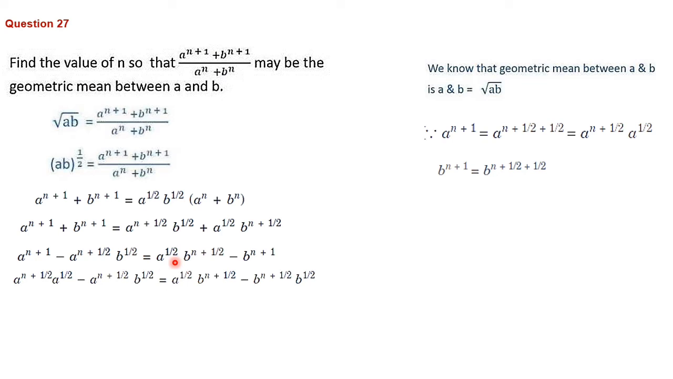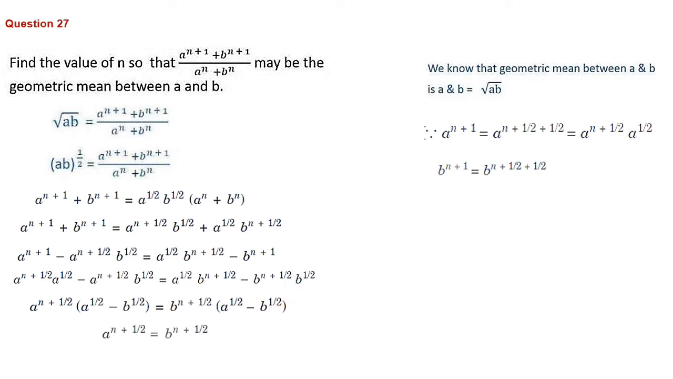Then here a power 1 by 2 into b power n plus 1 by 2 minus b power n plus 1. The same way how we have written for a, the same thing we have written for b also: b power n plus 1 by 2 into b power 1 by 2. Then the purpose of doing this is that a power n plus 1 by 2 is common. A power n plus 1 by 2 is there here, and a power n plus 1 by 2 is there here. So we can take it out, a power n plus 1 by 2. In the first term a power 1 by 2 is left, and in the second term b power 1 by 2 is left, minus. Here also the same thing, b power n plus 1 by 2 is common. If you take it out, in the first term there is a power 1 by 2 minus, in the second term b power 1 by 2 is left.